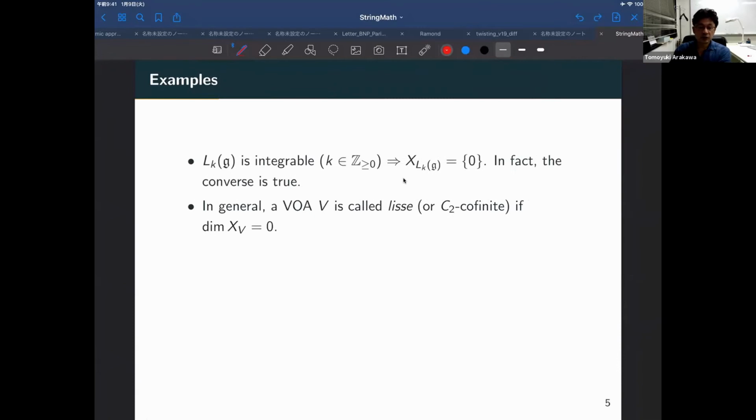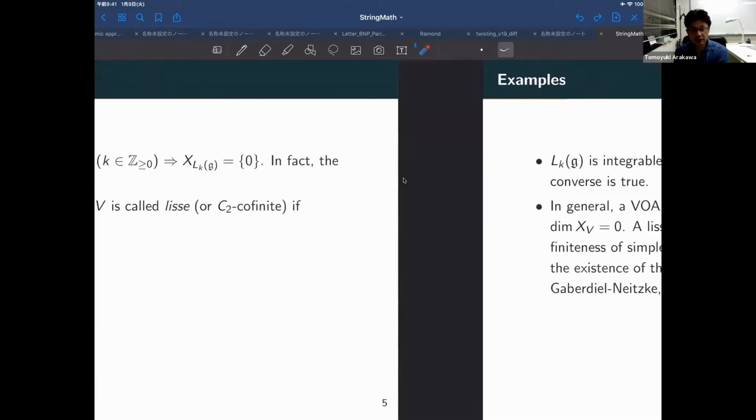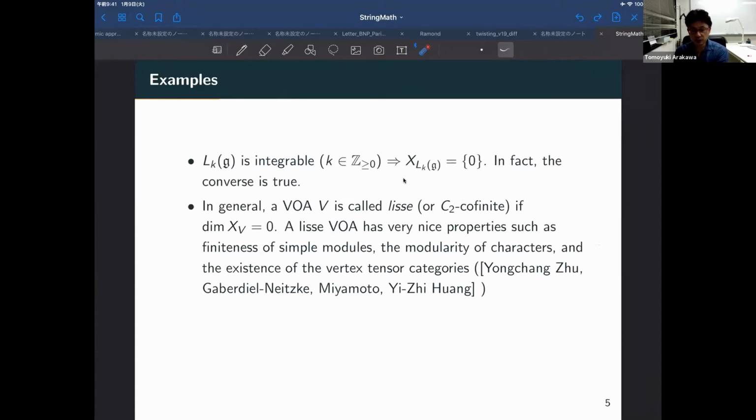And in general, a vertex operator algebra is called lisse, or C2 cofinite, a terminology that already appeared yesterday, if its associated variety has dimension 0. And lisse vertex operator algebras are known to have very nice properties. So of course, this integrable affine vertex algebra is very nice, corresponding to the WZW model. And in general, a lisse VOA has only finitely many simple modules, and you have modularity of characters. And you know that the category of modules has a natural fusion product.